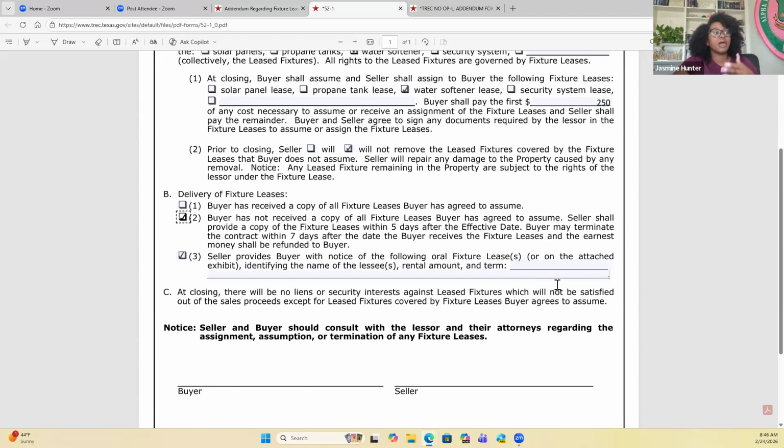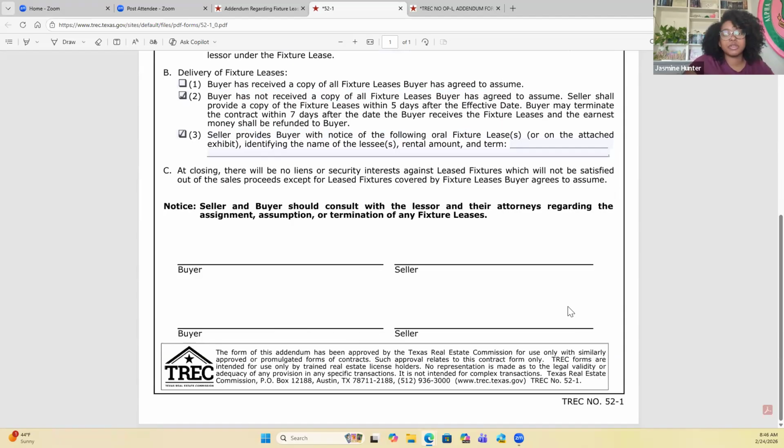Okay. So sometimes, honestly, someone can say, you know what, you can lease my camera system for $50 a month. Shake on it. What is the oral lease that you have agreed to as well that I need to be aware of and that I'm going to get documentation for? Okay. Now it automatically picks this because buyer has not received a copy of all fixture leases that the buyers agreed to assume. You can't give me a copy of this fixture lease because it's oral. So that's why it automatically picks both. Okay. And then at the bottom, everybody signs it and we're good.